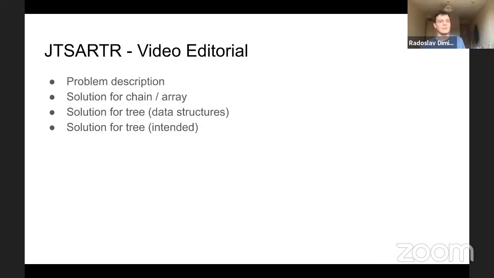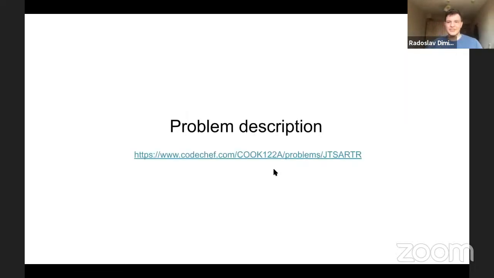And after that, I'm going to be explaining how to actually extend it to a tree using some data structures. And finally, I'm going to be talking about the intended solution, although the last 2 points have the same complexity and both should be fine for an accepted solution. So going to the next point, let's go to the problem description. I'm going to go to my browser now.